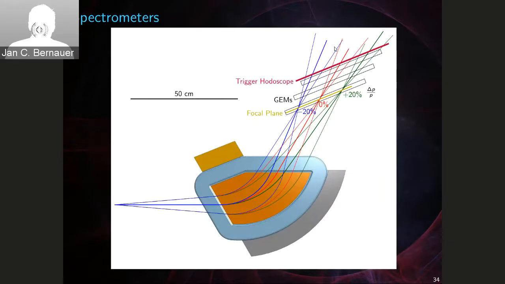The spectrometers are designed with an idealized field just to see how it would look and how big they would be. And we are now iterating on this to get the real field. It would roughly look like this, or it's very close to what we have right now in the cut. 50 centimeters away from the target, we would have roughly the magnet. The focal plane will be equipped with 3 triple GEMs and accepting plus minus 20 percent momentum, and we will trigger off a trigger hodoscope.